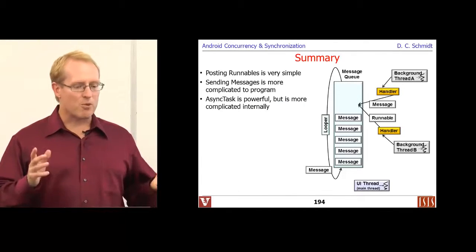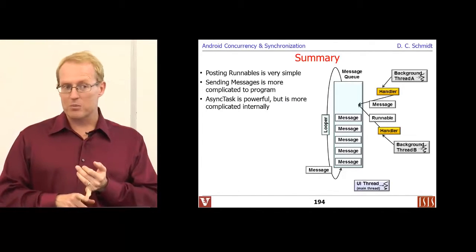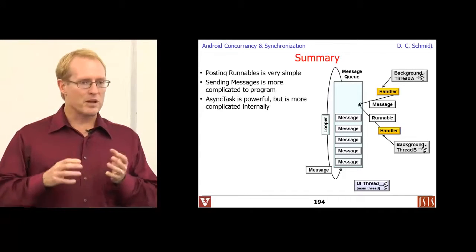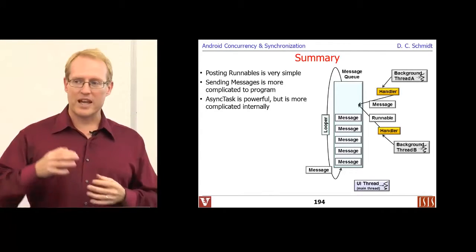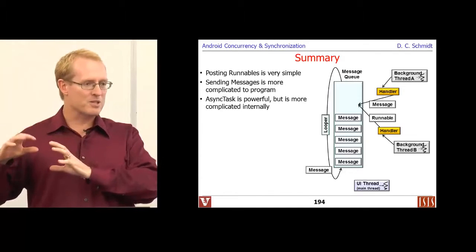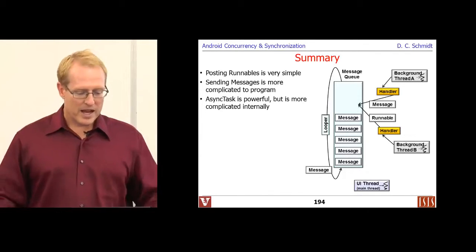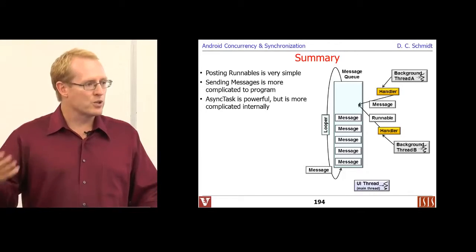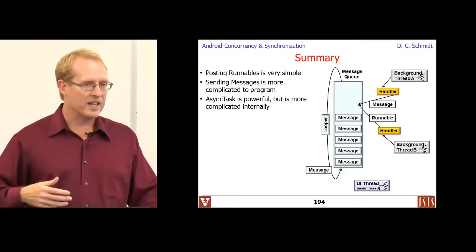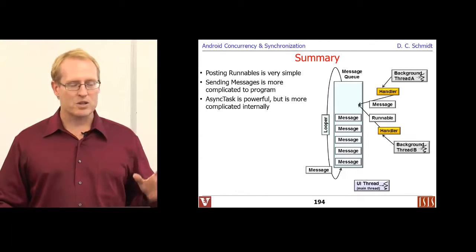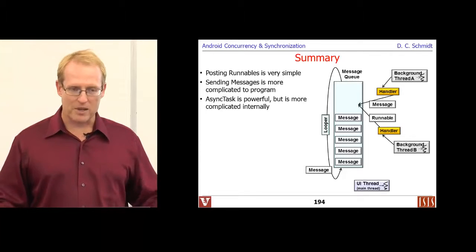OK, so to sort of summarize this stuff, posting runnables is very, very simple. There's not a lot involved there. But if you use runnables, you typically have to make lots of runnables. So on the programming side, you have to use those anonymous inner classes, and each one might be different. Sending messages is a bit more complicated to program, but there's more things you can do with it. You're not just posting one thing. You can send a whole bunch of messages as sort of a conversation that you might have. So there's a bit more flexibility there, but it's more complicated.